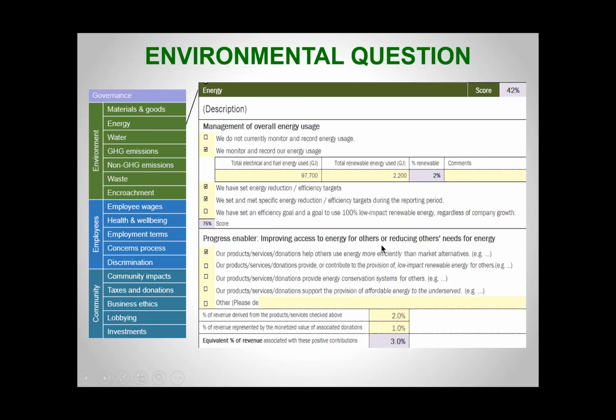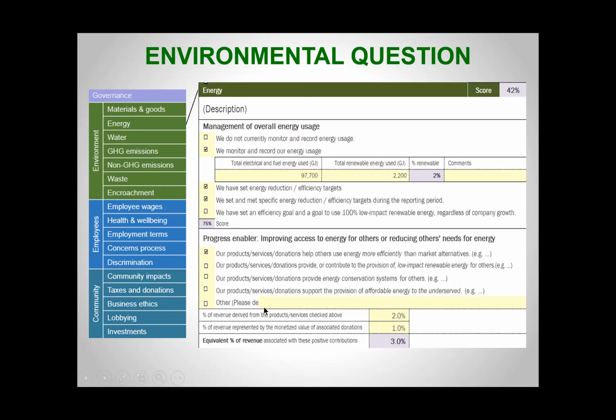And then there's a progress enabler. And this gives them a chance to say, you know what? We're producing products and services that help others save energy. We've got probably the most energy efficient versions of these products on the market, or other kinds of ways in which they are contributing to helping companies reduce the amount of energy they use, or needing energy in the first place. So they just simply check that.